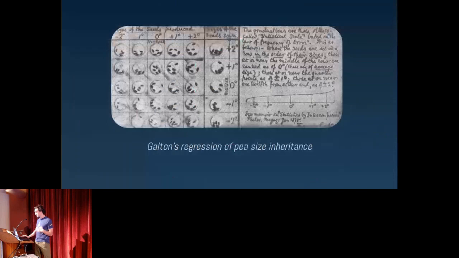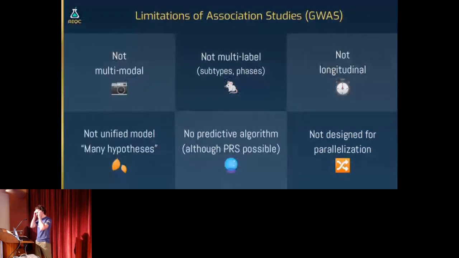Pain points in deep learning. So association studies date back to the Victorian age, right? And they're not necessarily that flexible, right? They can't handle, feel free to correct me if I'm wrong in a question, but they can't handle imaging data or time series data. You can't do a multi-label study where you're looking at disease subtypes or disease progressions.